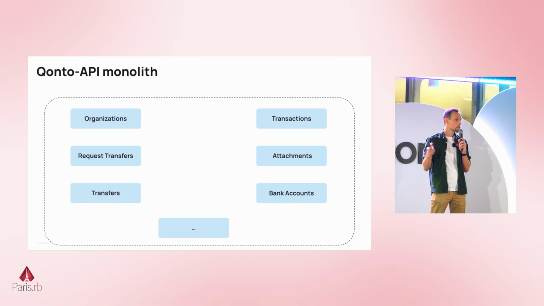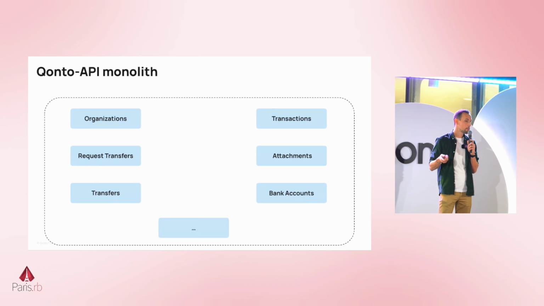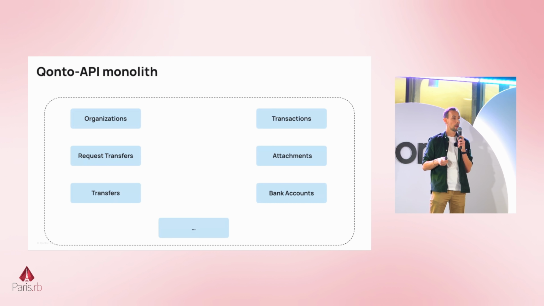At some point, as Qonto grew very, very fast, we had to basically create teams, right? Because you have to allocate parts of the applications to specific teams, and you have to make them work together, right?